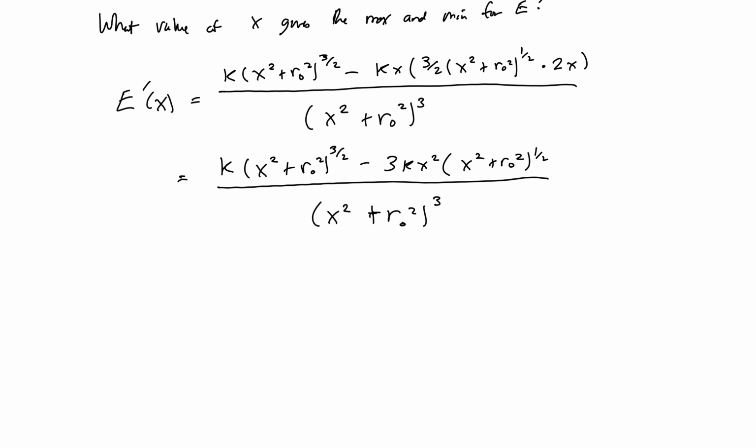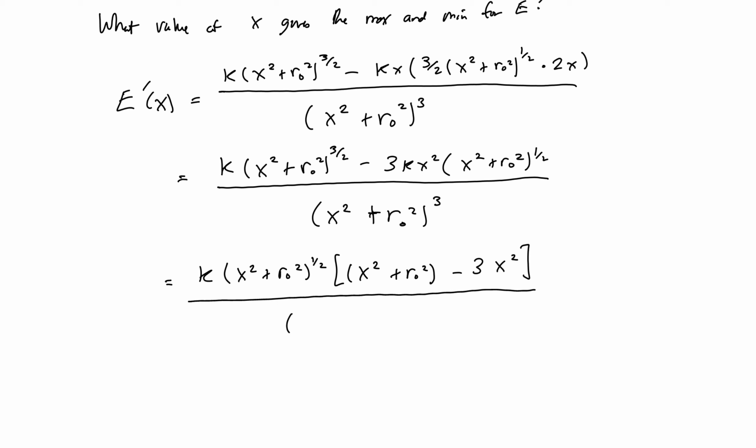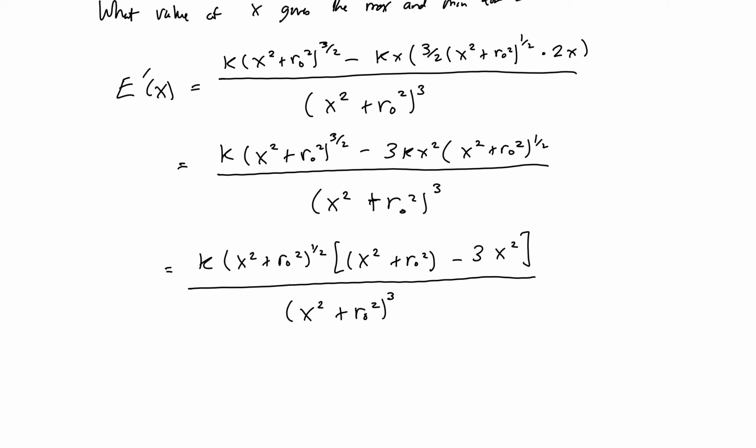Now both terms in the top have a k and an (x squared plus r0 squared)^(1/2). If I factor that out, the first term will be left with x squared plus r0 squared. In the second term, we take the k and the product there, so we just get a minus 3x squared left over. And on the bottom I have (x squared plus r0 squared) cubed.